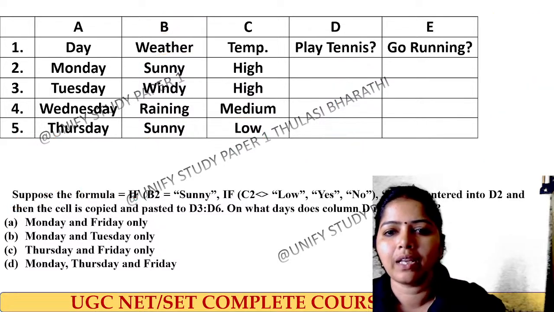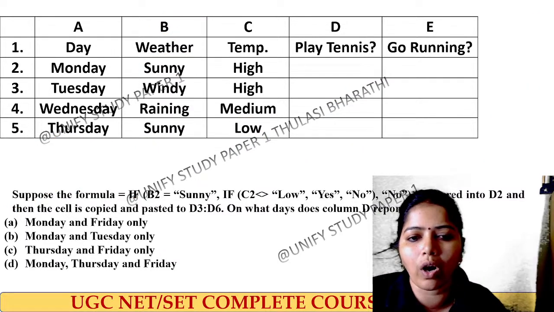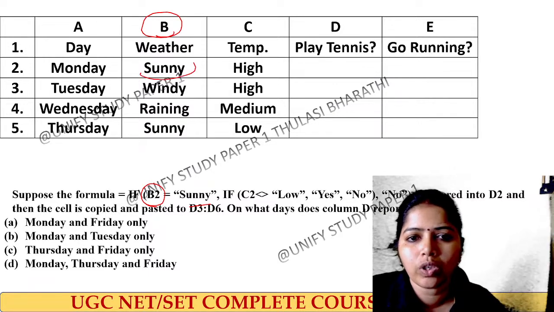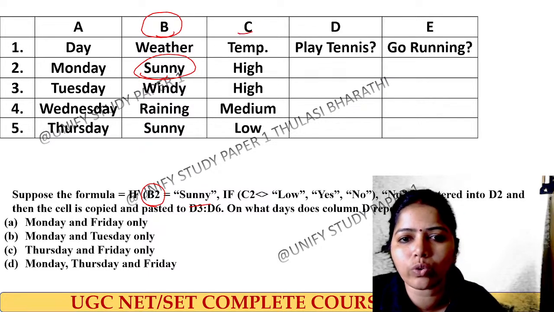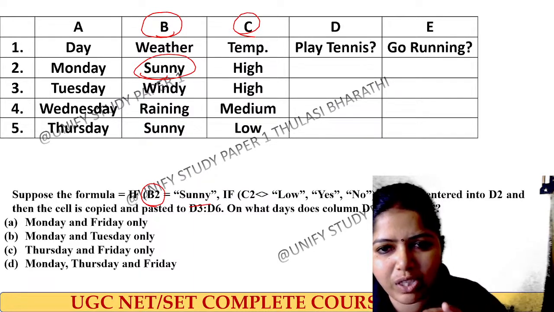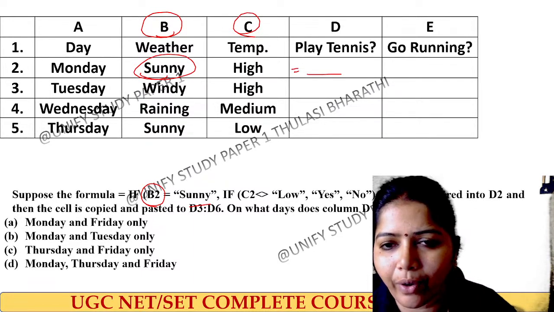Yes, I will repeat. Listen once again. The question is: if B2 is equal to sunny, and C2 is equal to high. Sorry, C2 they have given us low. They are going to type this formula here in this one.